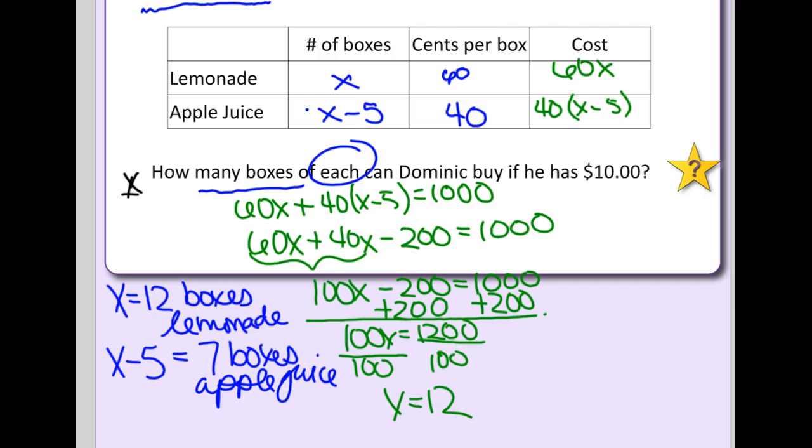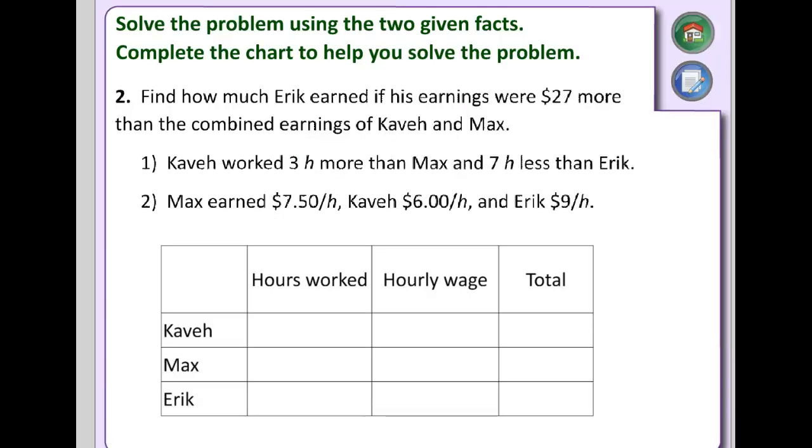Now let's go on to the next story problem. This is number 2 at the bottom of your note page. It says, solve the problem using the 2 given facts. Complete the chart to help you solve the problems. It says, find how much Eric earned if his earnings were $27 more than the combined earnings of Kaveh and Max.